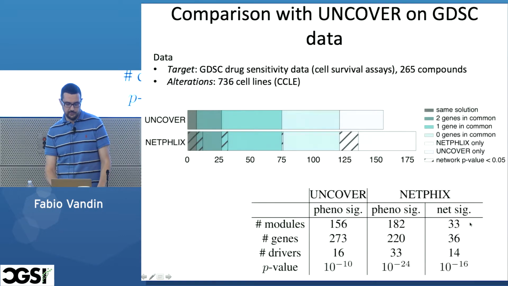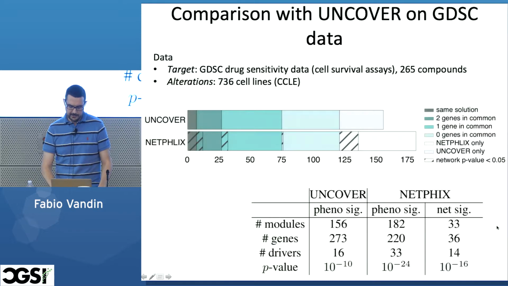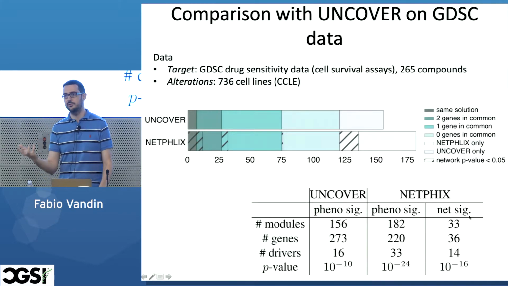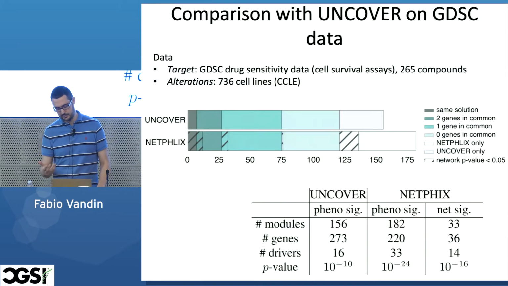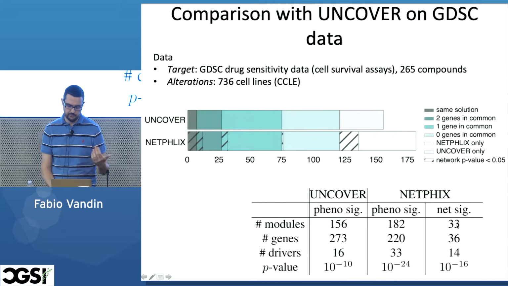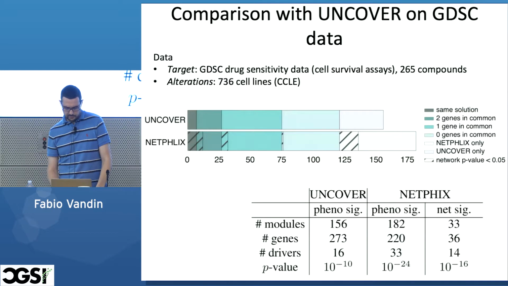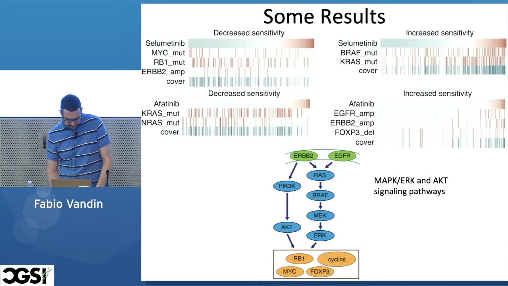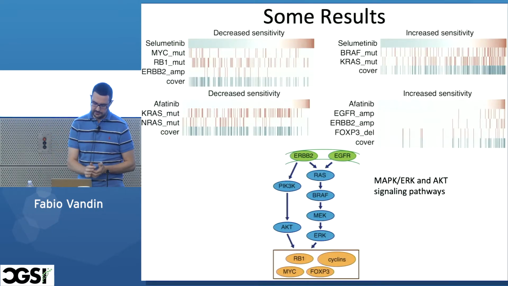So in particular, there are only 33 targets that have a significant solution when you use the permutation testing for the network. And this shows that actually the information in the network can be used to find modules that are probably more significant and more biologically significant than you would if you didn't consider the network.